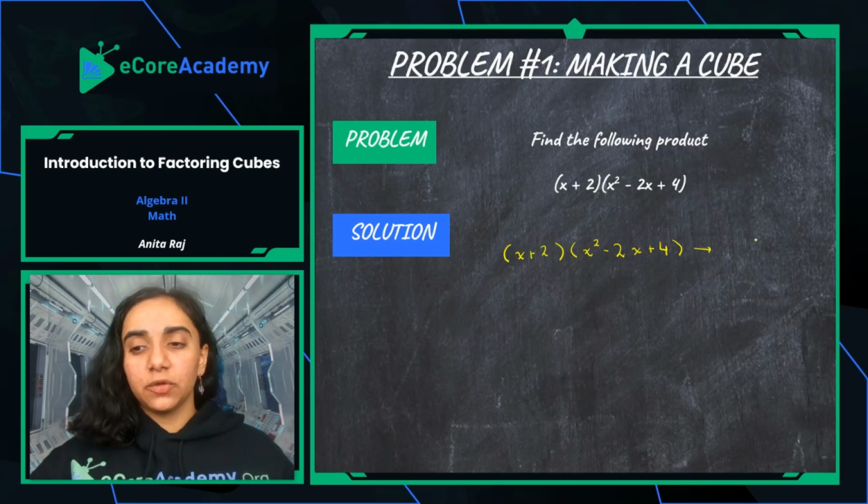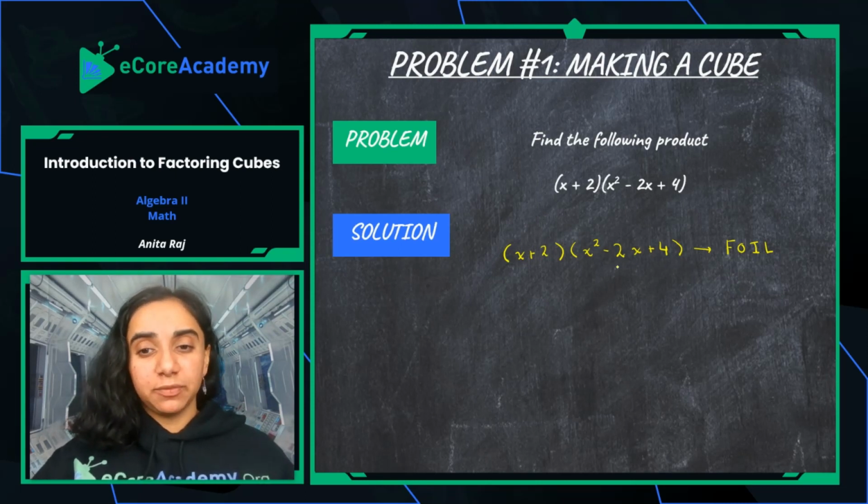That's the leading term. So foiling is not exactly going to work because in the second set of parentheses, we have 3 terms instead of 2. But I just want you to keep in mind that same concept where we're going to be distributing each of the terms in this parentheses. So we're going to be distributing the x and then distributing the 2 amongst the 3 terms in the second set of parentheses. So first, let's do x times x squared.